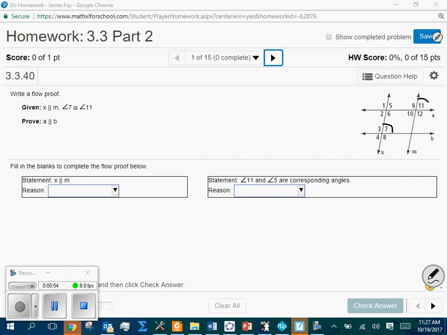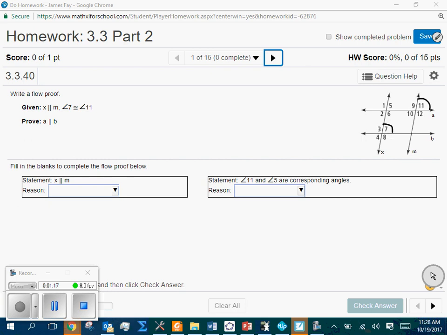So 7 and 11 are congruent, right? Yeah, that's what it tells us. So it says fill in the blanks to complete the flow proof. A flow proof is very similar to a T-column or a T-chart or the proofs that we've been doing. It's just a different design and a different visual of seeing it.